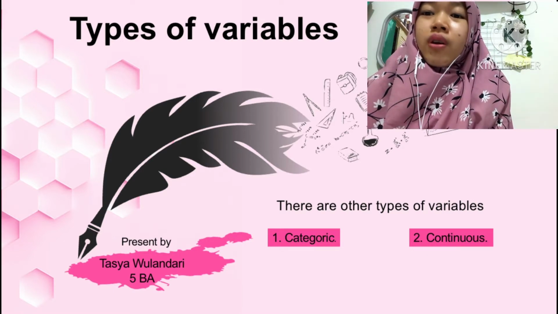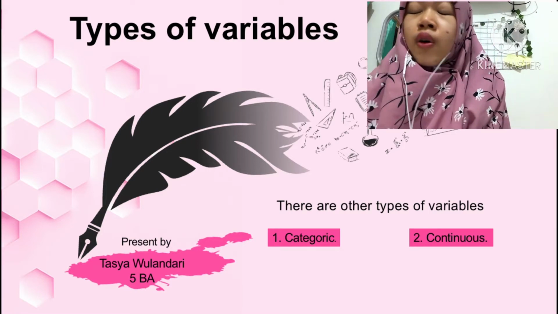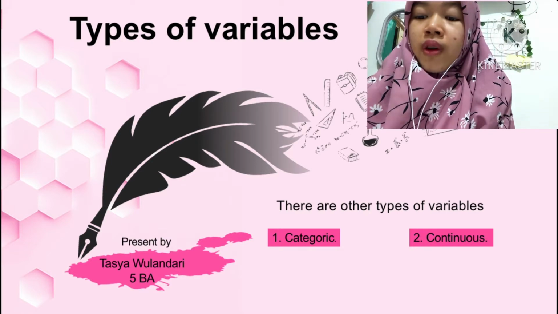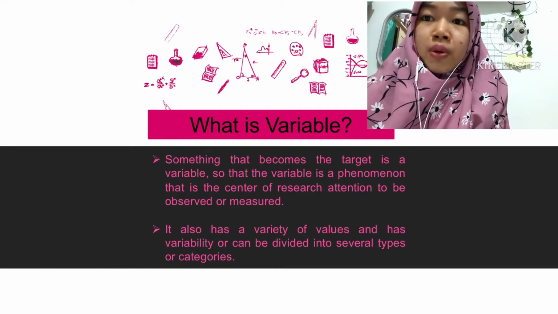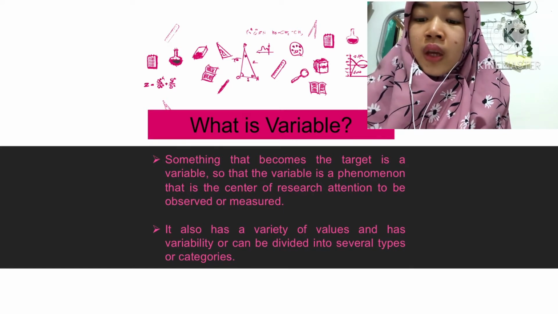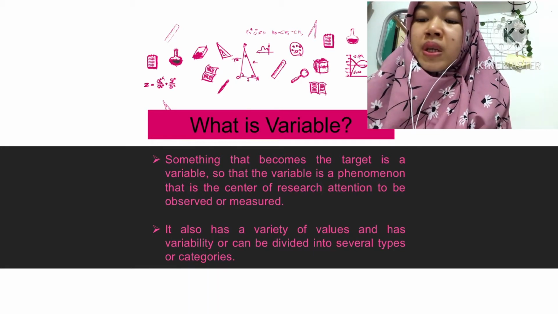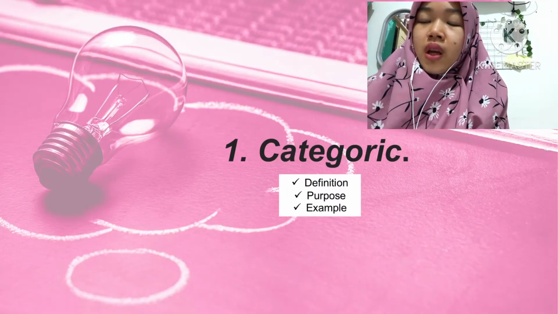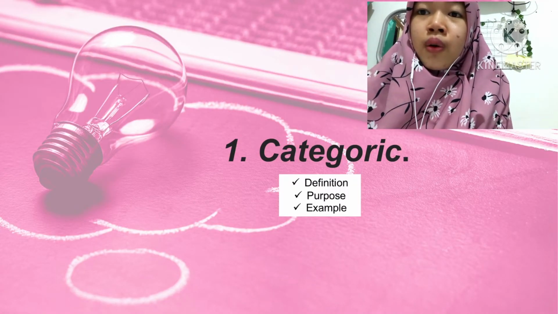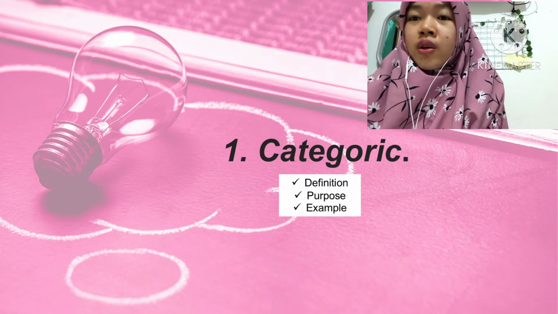But before telling you more about the types of variables, let me tell you the definition of the variables itself. A variable is something that becomes the target, that has a variety of values and has variability, or can be divided into several types of categories, and that becomes the phenomenon that is the center of research attention to be observed or measured. So here let us start the definition of the types of variables.